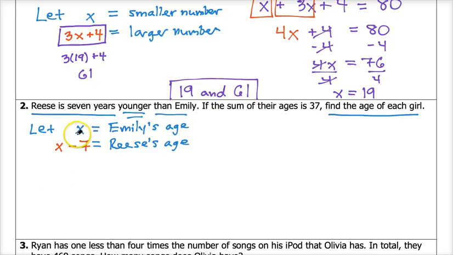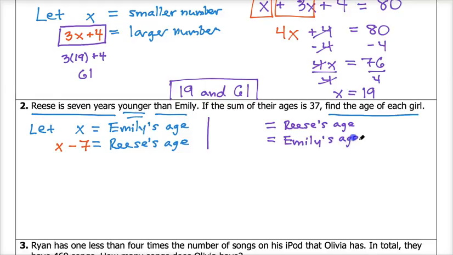So my two let statements are let x equal Emily's age and let x minus 7 equal Reese's age. I'm going to show you another way you could have set up the problem, and you don't need to have both of these ways shown, just one or the other. But some of you may have, for this problem, made your first let statement be Reese's age, and then your second let statement would have been Emily's age. So you might have switched the order there.